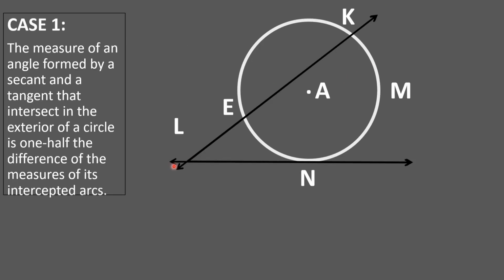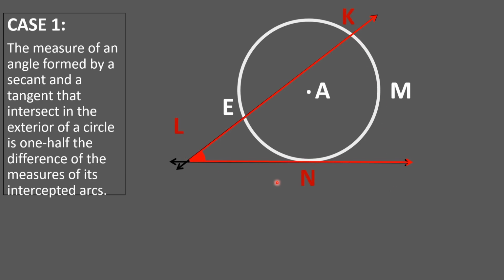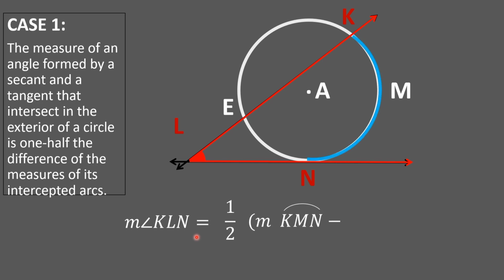Case 1. The measure of an angle formed by a secant and a tangent that intersect in the exterior of a circle is 1/2 the difference of the measures of its intercepted arcs. In this illustration, the angle formed is angle KLN. The measure of angle KLN is equal to 1/2 the measure of arc KMN minus the measure of arc EN.